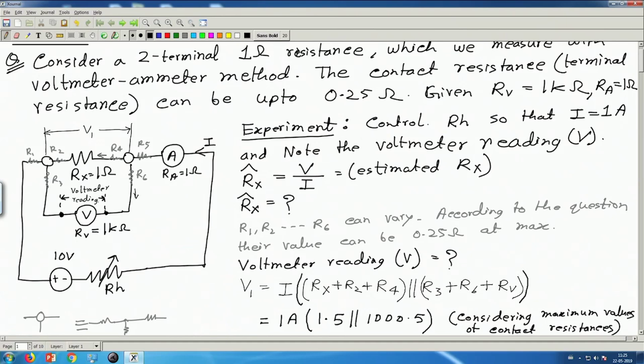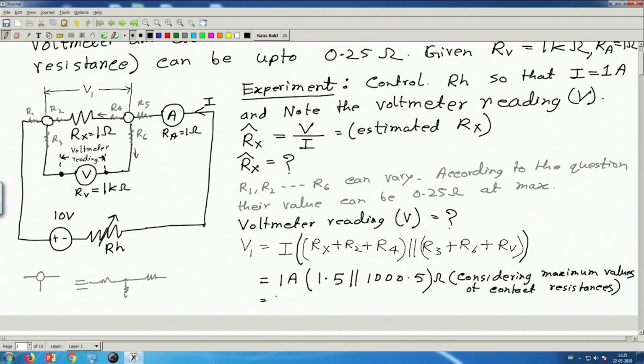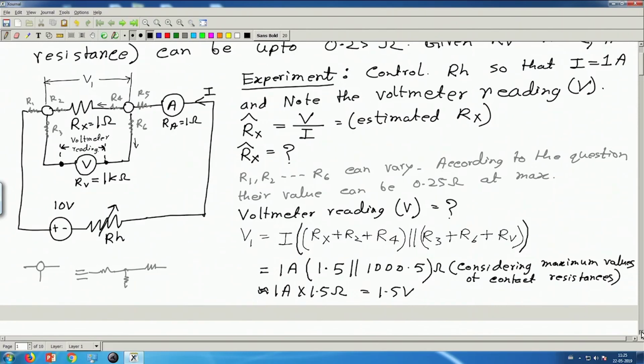Now this 1.5 is much smaller than this 1000.5 ohm. So the parallel combination will be approximately or almost equal to 1.5. So this will be 1.5 into 1 ampere, which we can write as 1 ampere into 1.5, almost equal to 1.5 volt. So this is the value of V1.